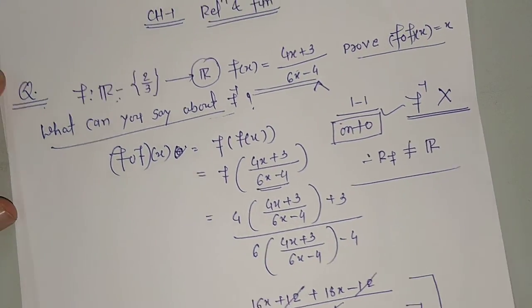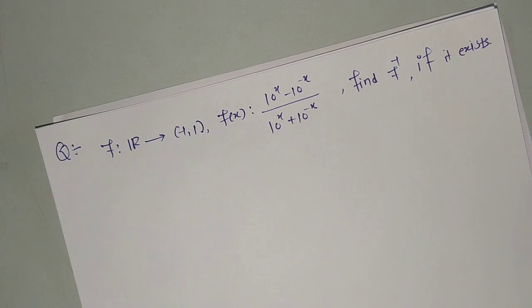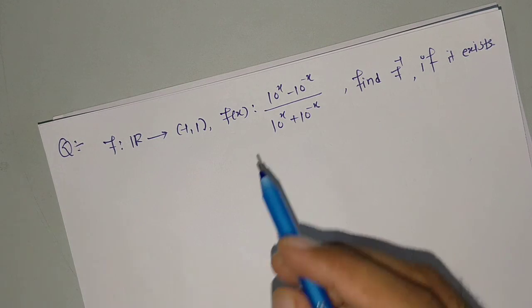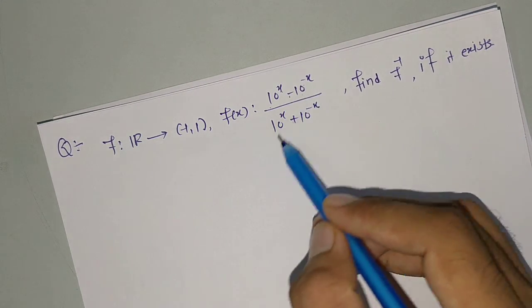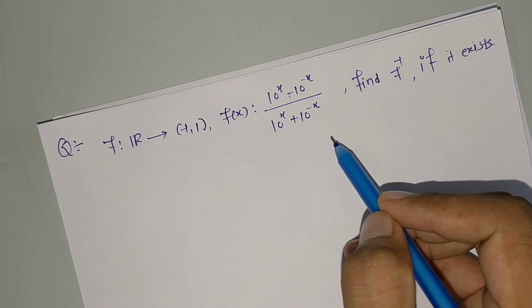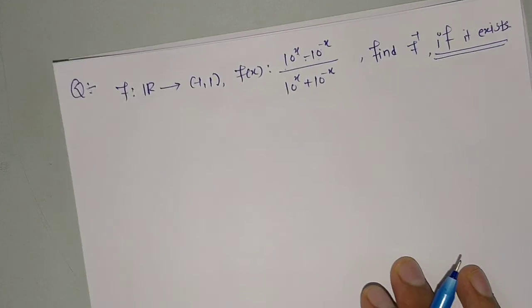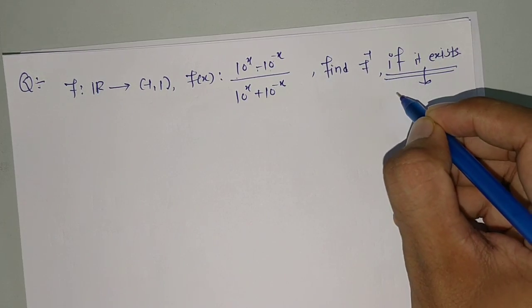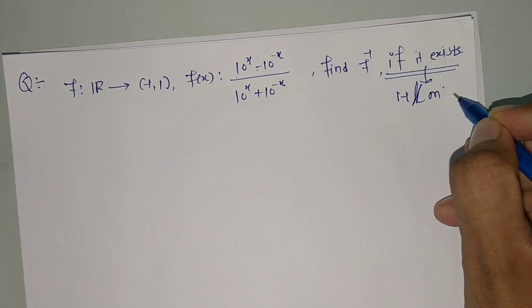Now the next question: f is from R to the open interval (-1, 1), f(x) is equal to (10^x - 10^(-x))/(10^x + 10^(-x)). Find f inverse if it exists. If it exists, it means this function must be one-one and onto.